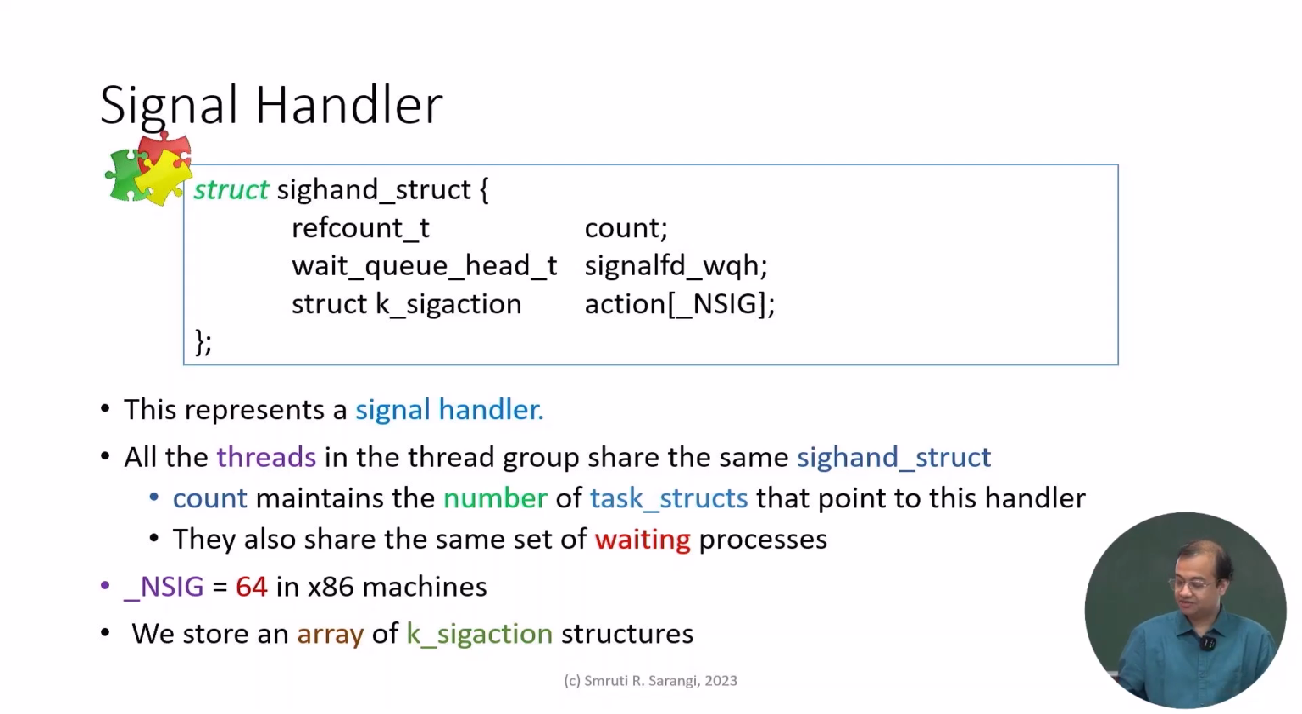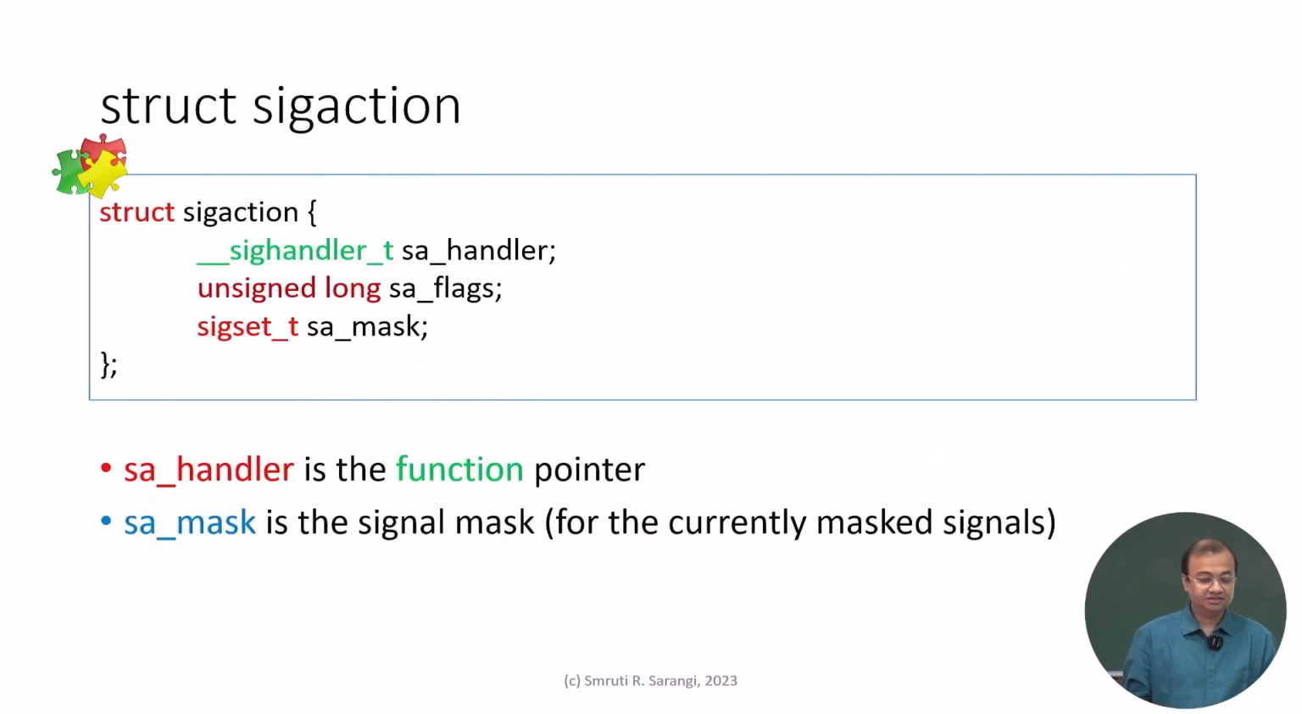So k sig action actually wraps sig action, and sig action has three fields. The first is a pointer to the handler, essentially a function pointer. Then a bunch of flags, the way that the signal should be invoked, the way that you will enter signal context. And then, as we have discussed, when a signal handler is running, definitely the signal that is being handled is masked. But you may want to mask a few more because you don't want to be interrupted in the middle of a handler. So the additional ones that you mask, that is the signal mask.